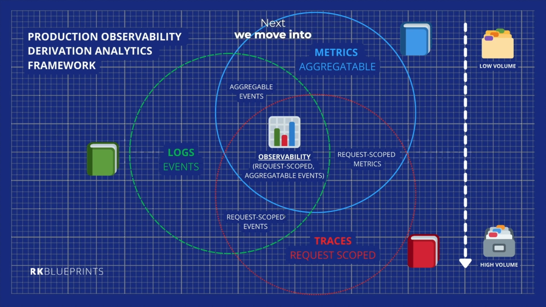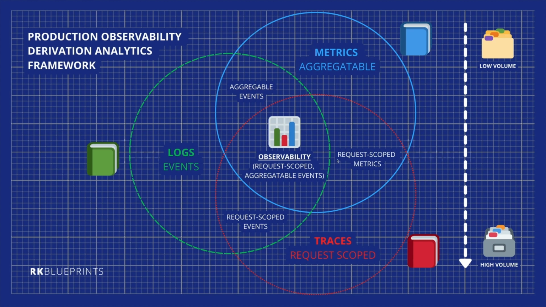Next, we move into metrics. Metrics are aggregated events, counts, averages, percentiles. They trade detail for efficiency. Metrics answer questions like, how many requests? What's the error rate? Is latency trending up? And notice the volume. Metrics are lower volume, easier to store, and perfect for dashboards.